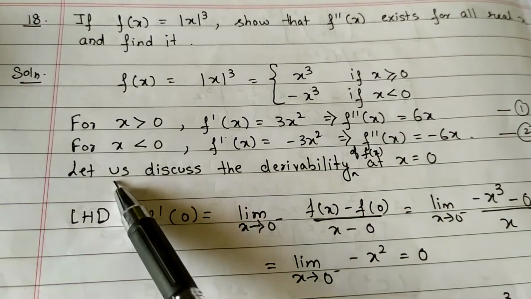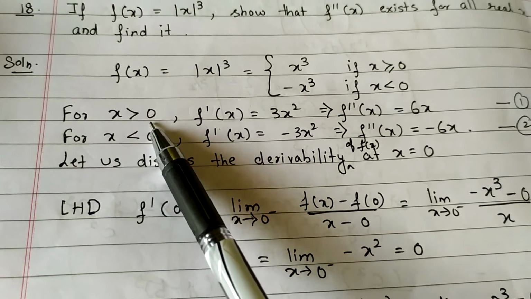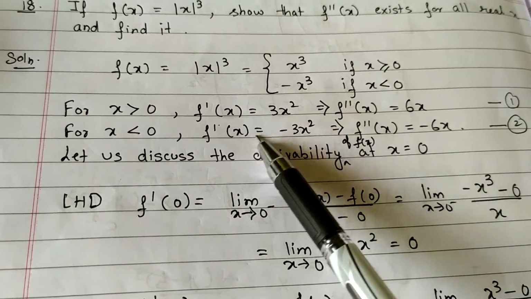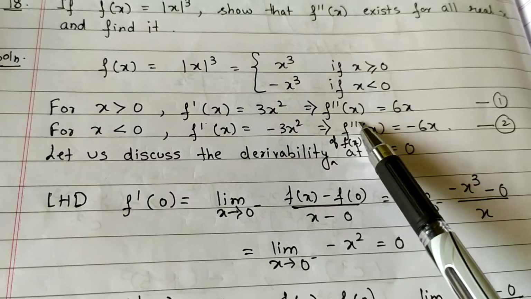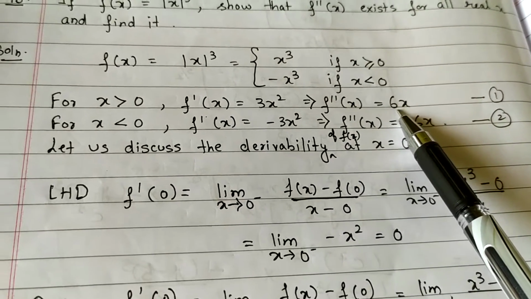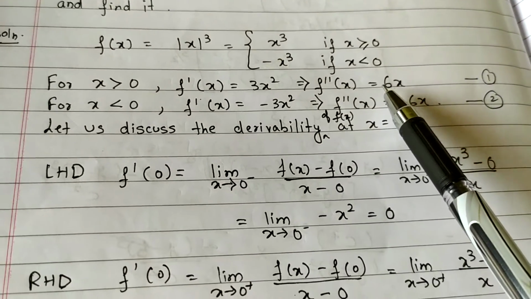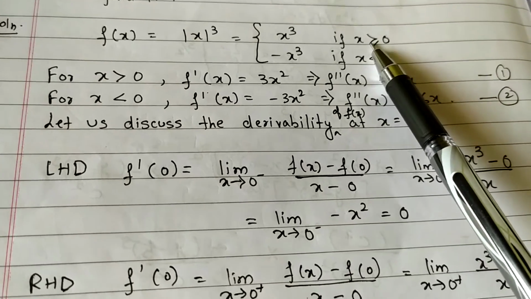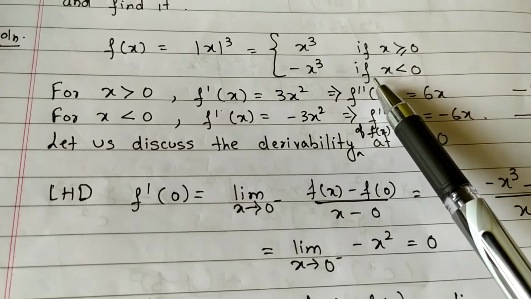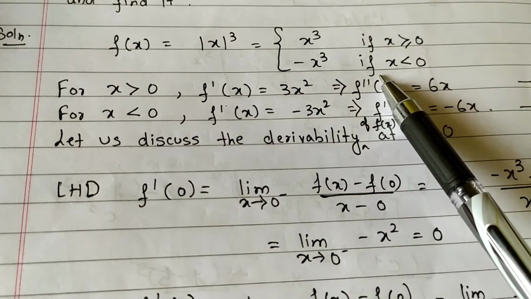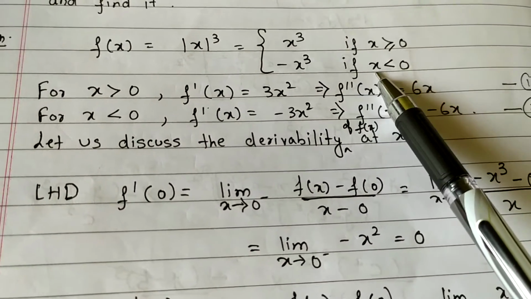So over here, for x greater than 0, f dash x will be 3x square, and f double dash x is equal to 6x. For x greater than 0, I am not talking about x equal to 0, because at x equal to 0 the function is changing its definition. So we have to check the differentiability at x equal to 0.